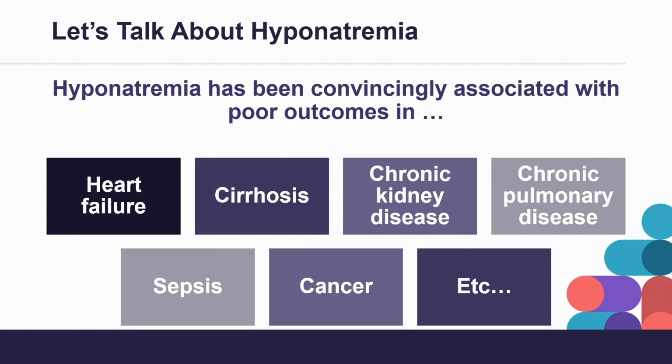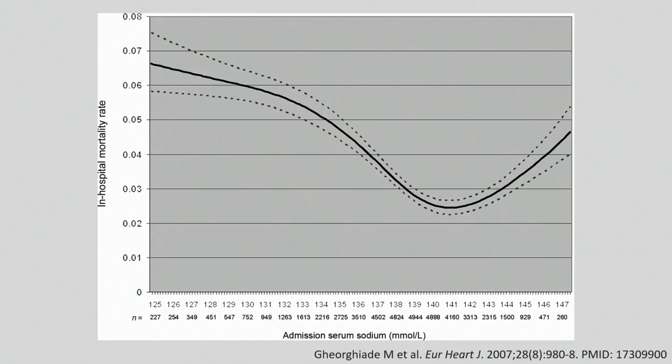And so what I want y'all to know first about hyponatremia is that it has been very convincingly associated with poor outcomes in a variety of different disease states. We'll talk more about why that is in a minute, including one that we care a lot about, which is heart failure, and we'll come back to that in a minute. When you look at the association between the patient's serum sodium when they hit the doors of the hospital and how likely they are to live or die, expressed in scientific terms, that's the association between hyponatremia and in-hospital mortality.